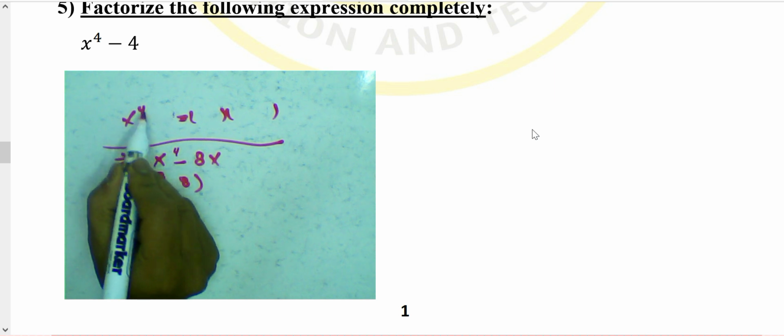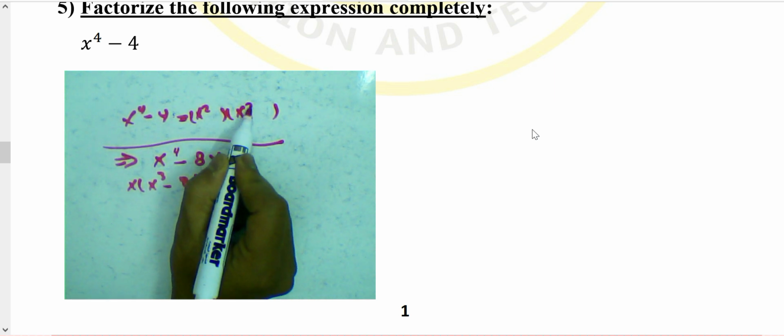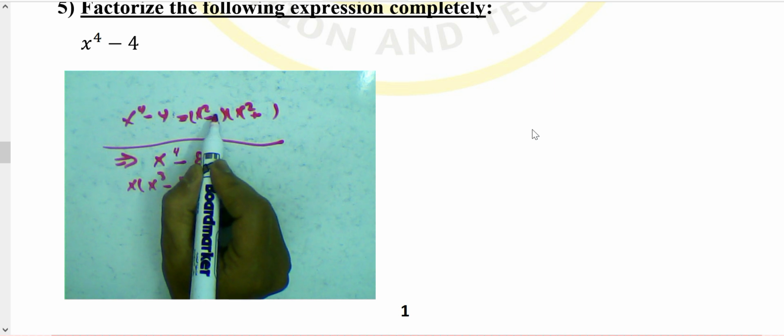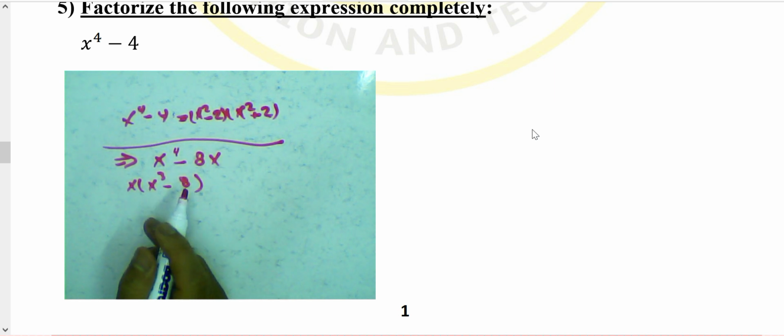x to the power 4 minus 4, you can write x squared times x squared, minus 2 times 2, which is 4. And then what about this example?